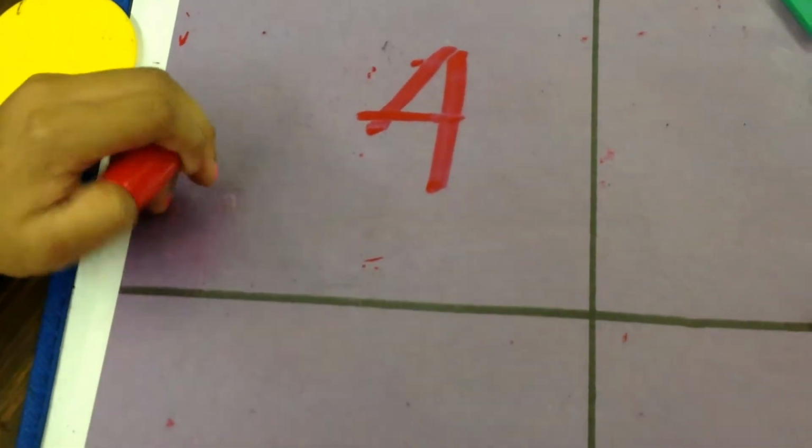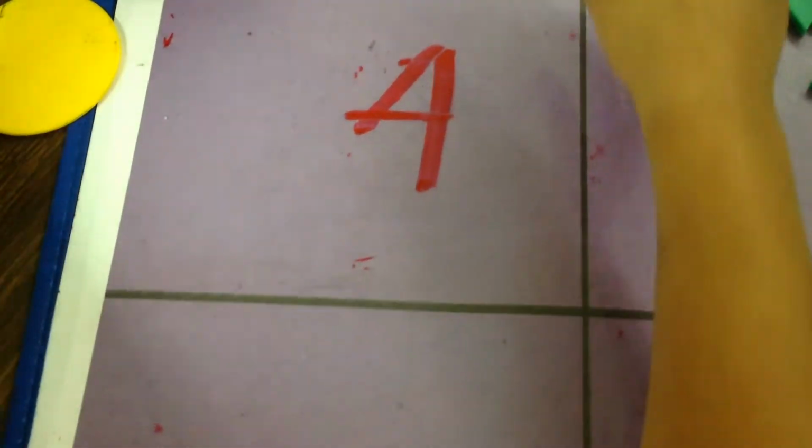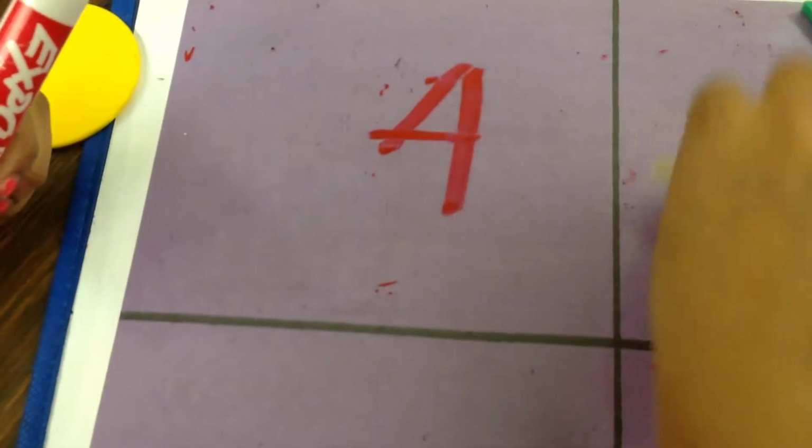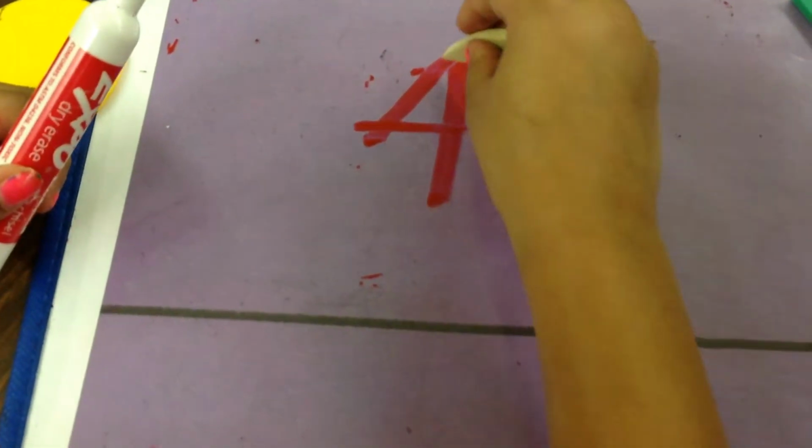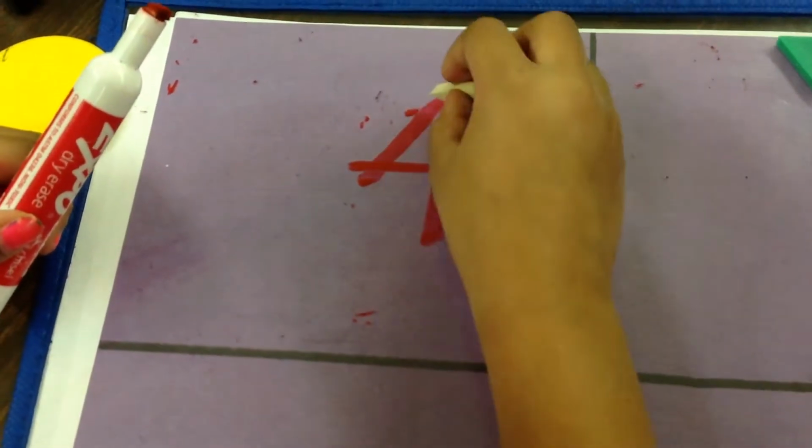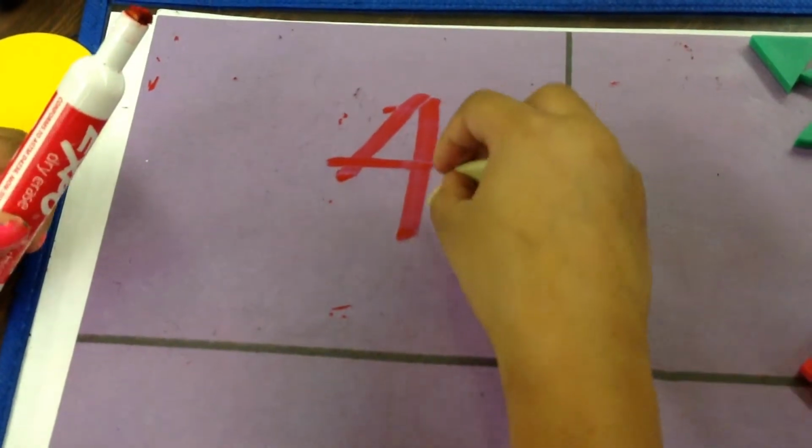Which reminds you of a triangle? The top or the bottom? The top. Okay, count the corners. 1, 2, 3.